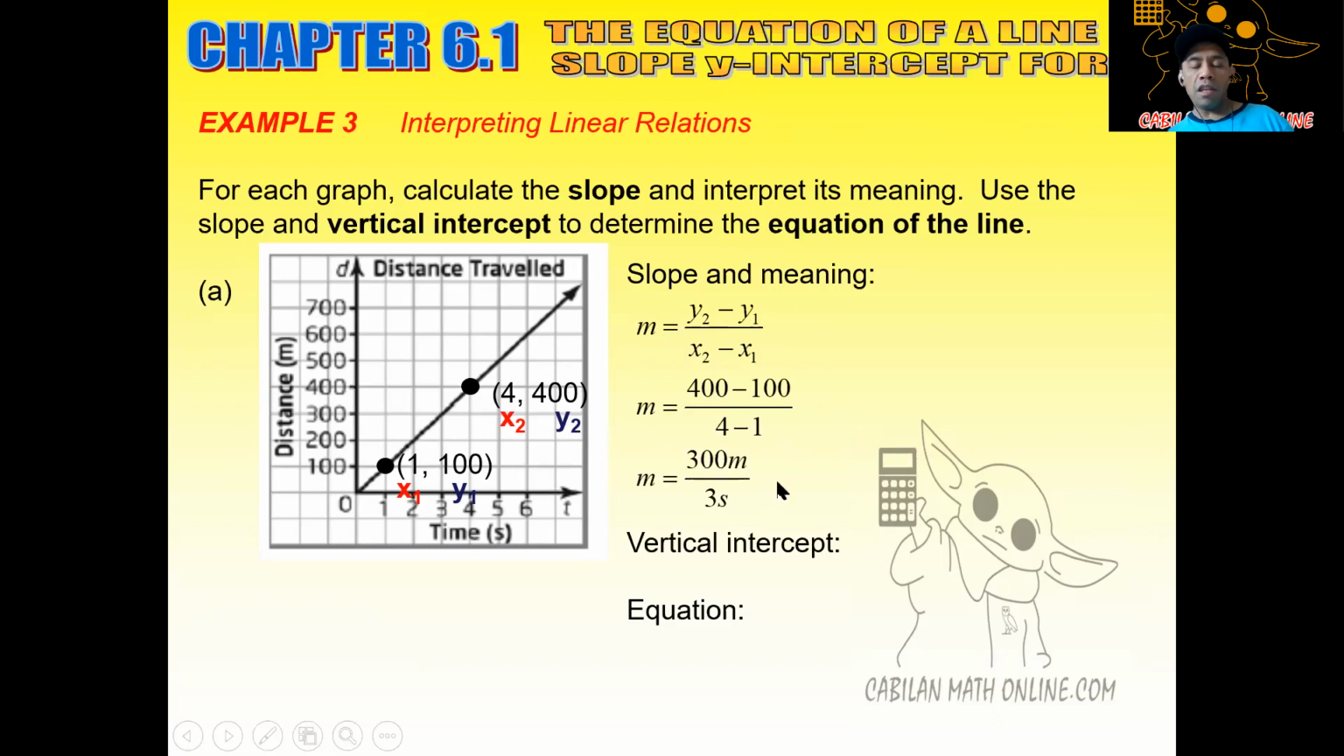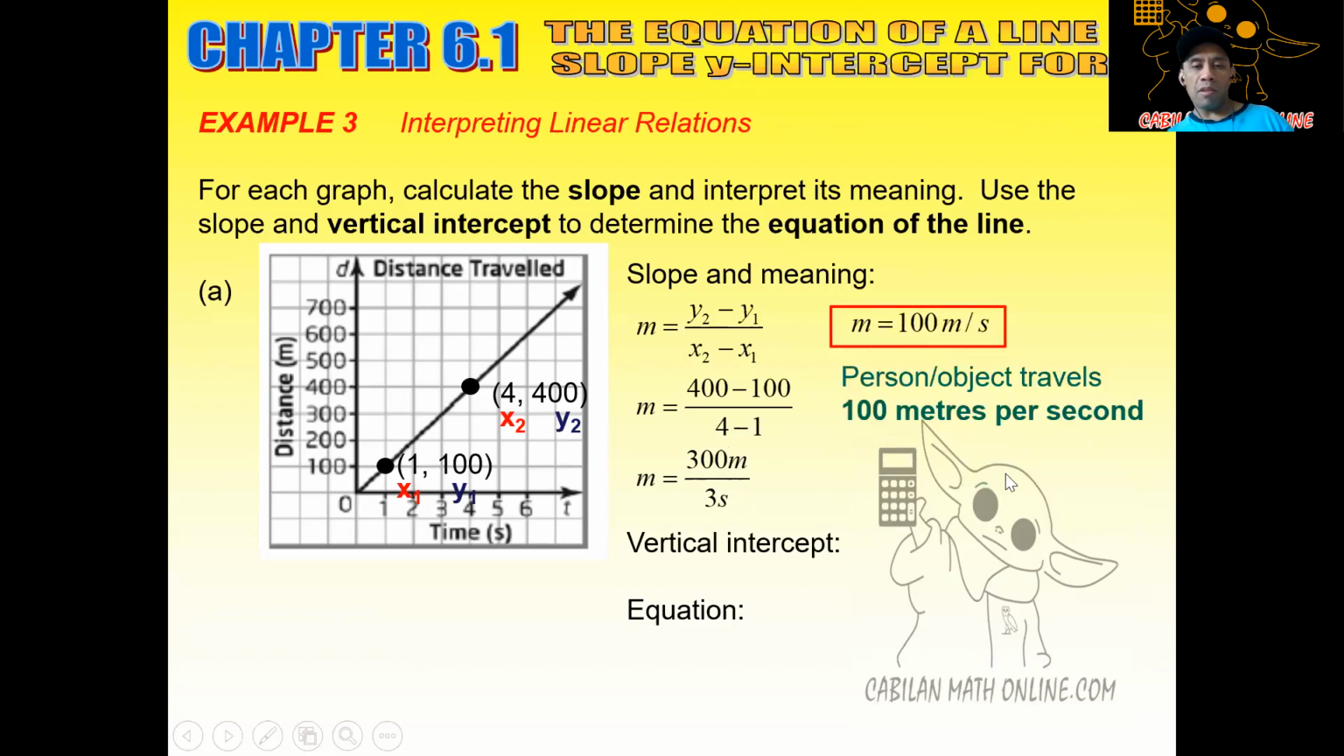Now, you notice I put in the units in this step because what we want to do here is represent slope and relate it back to rate of change. So when we divide these two numbers into each other, remember we must always have two units. So our final answer here will be 100 meters per second. That will be the slope.